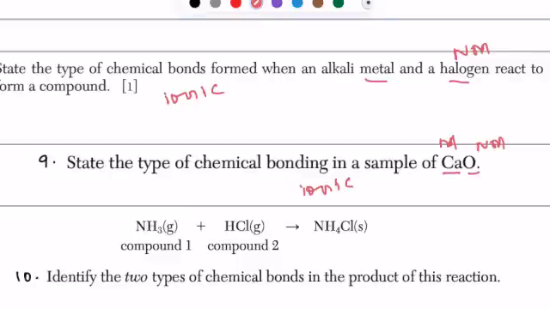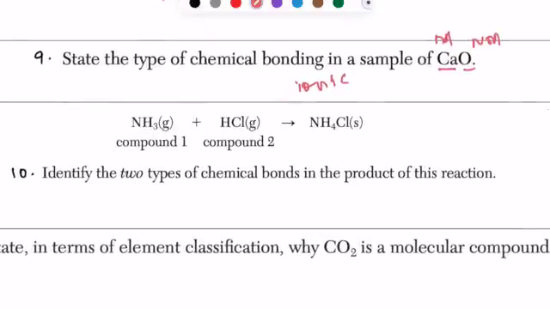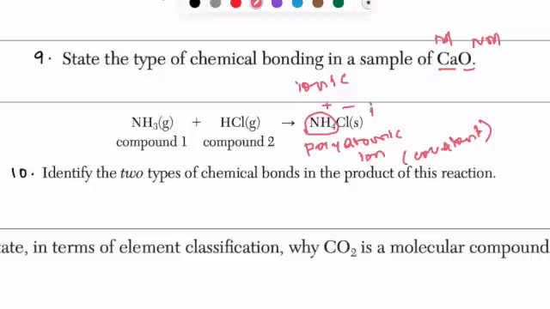Then identify the two types of chemical bonds in the product of this reaction. The reason why we have two different types of chemical bonds is because this right here is a polyatomic ion. Remember we said that in polyatomic ions, we normally have non-metals bonding, so they have covalent bonds. But because they are ions, they have a charge. The ammonium ion has a positive charge, chlorine has a negative charge, so when they combine, that will be an ionic bond. So in this case, we have both ionic and covalent bonding.